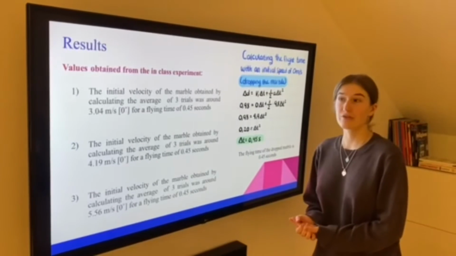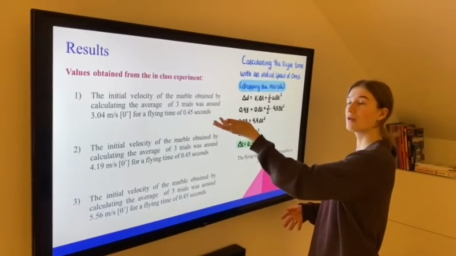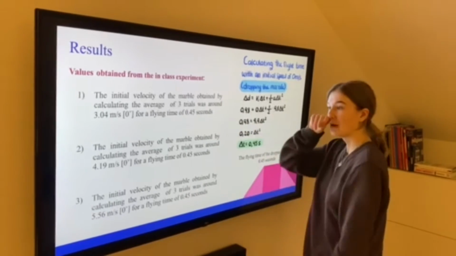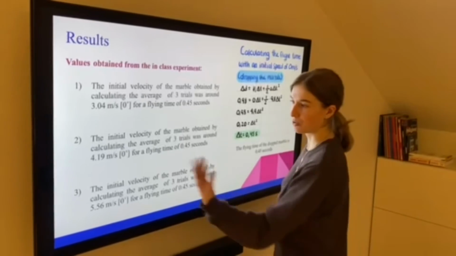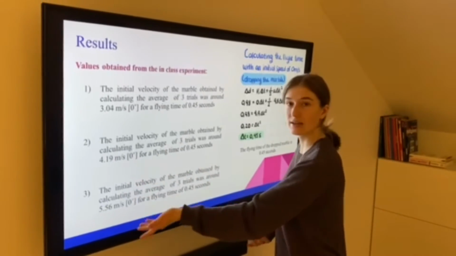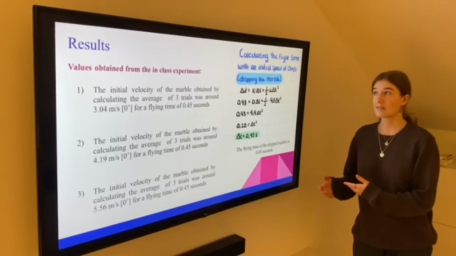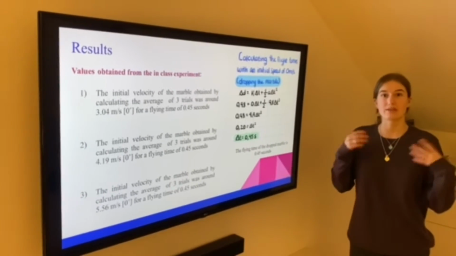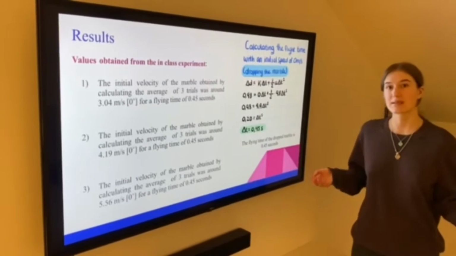For an initial velocity of 3.04 meters per second, we obtained a 0.45 second flight time. And as we can see, the flight time stays the same even if the velocity increases, so 4.19 meters per second and 5.56 meters per second. We also calculated the flight time when just dropping the marbles with an initial velocity of 0 meters per second, and it gave us the same exact flight time.